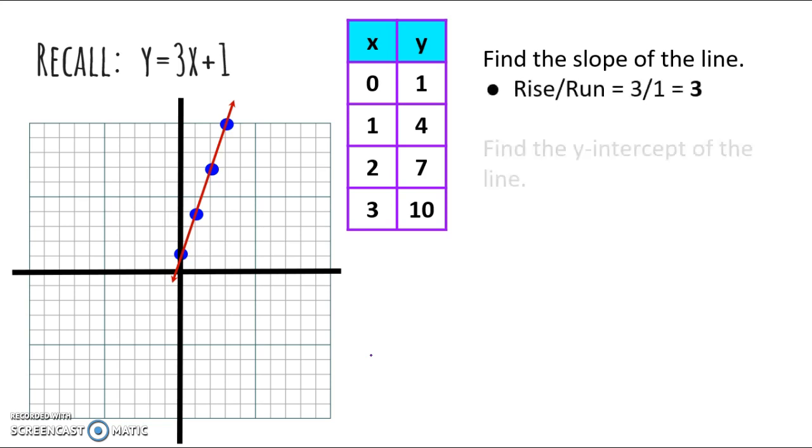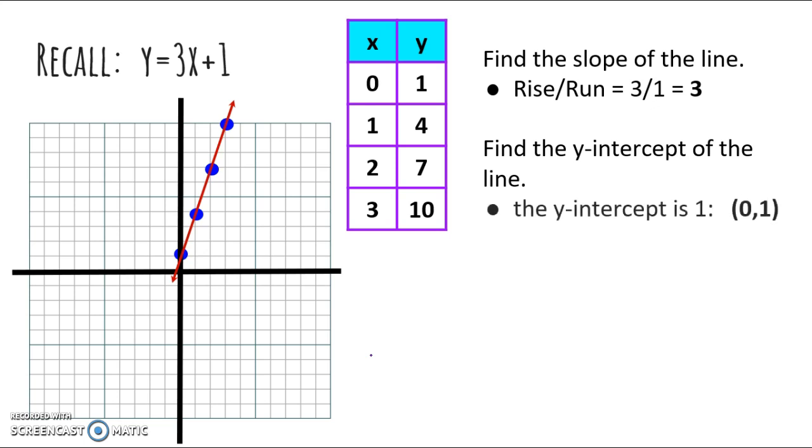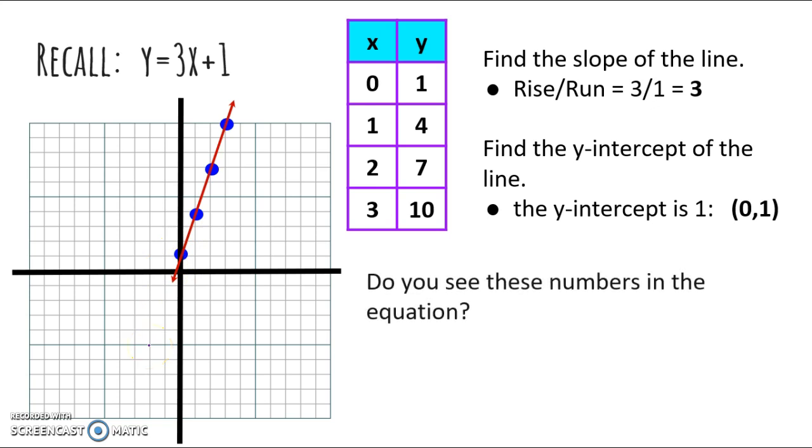Okay. Now we're going to find the y-intercept. So pause the video and locate the y-intercept. That's where it crosses the y-axis. Okay, hopefully you found it. The y-intercept crosses at (0, 1). Right here, (0, 1). So do you see these numbers in the equation? Now the slope was 3. The y-intercept was (0, 1). Take a look at the equation.